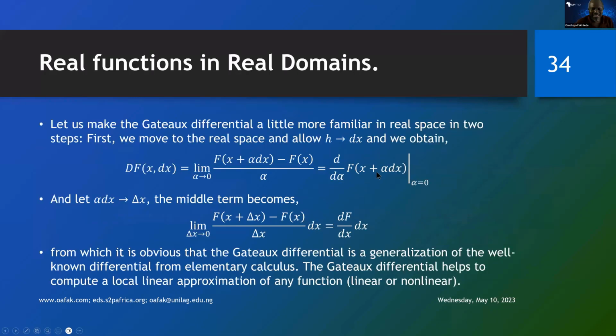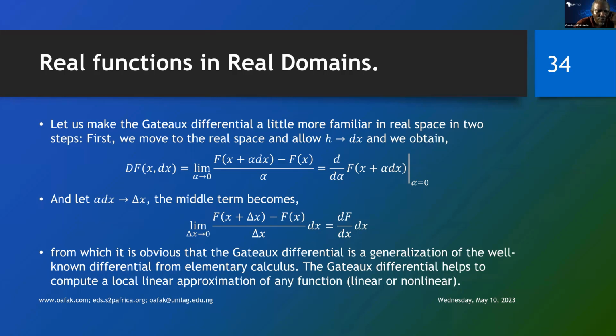So the last thing we do today, if time permits, we have 4 minutes to go, is to go back again and see whether all we are saying makes sense when we are dealing with real functions in real domains. We have defined the Gateau derivative. Suppose we are not looking at a vector function, we are not looking at a tensor function. We are just looking at a scalar function of a scalar variable. Does it still make sense?